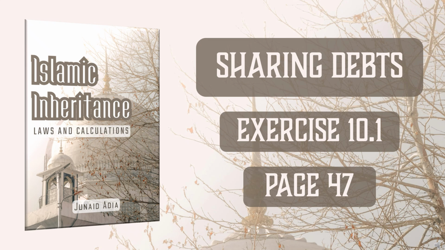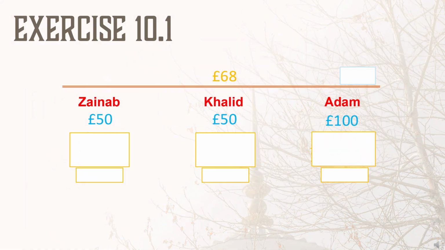Bismillahir Rahmanir Rahim. In this video, we will work through the example in exercise 10.1. This is within the sharing debts chapter and can be found on page 47 in the Islamic inheritance book. In this example, the deceased has left behind 3 creditors, 3 people that this person owes money to.